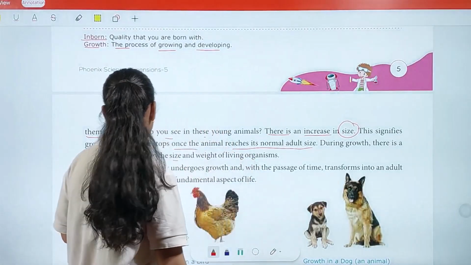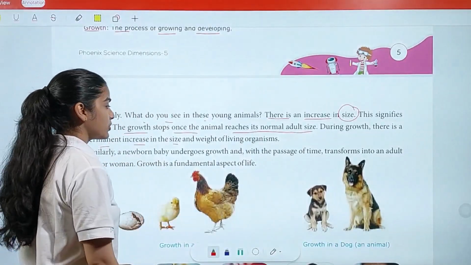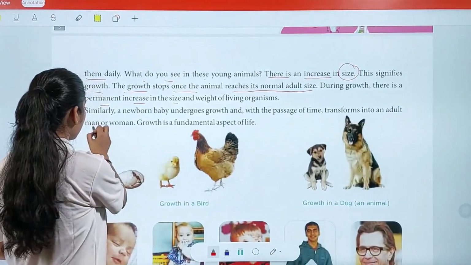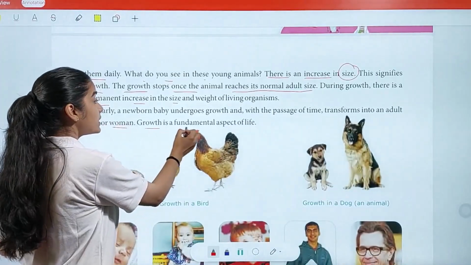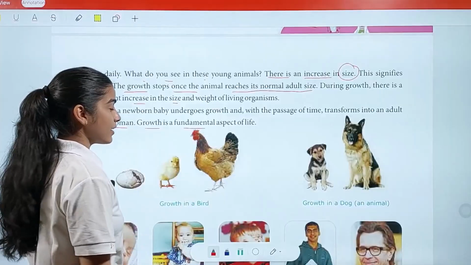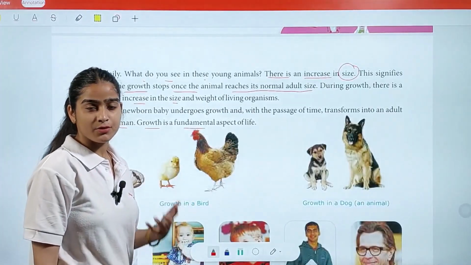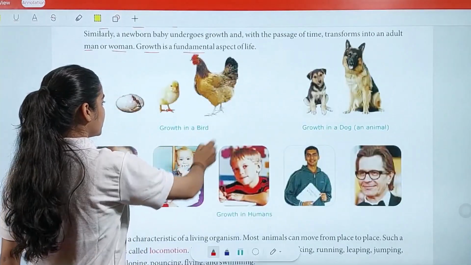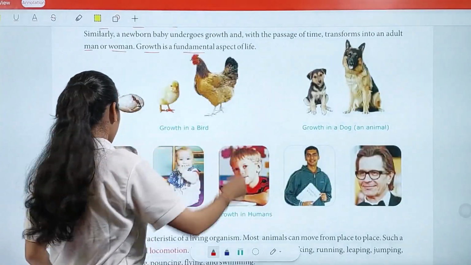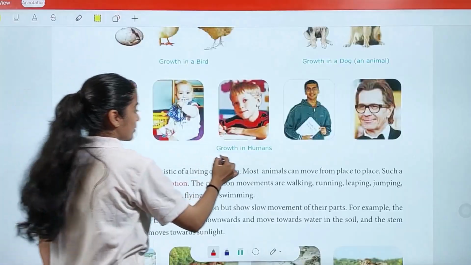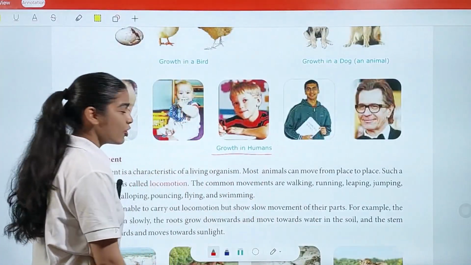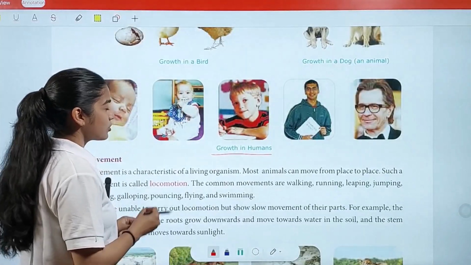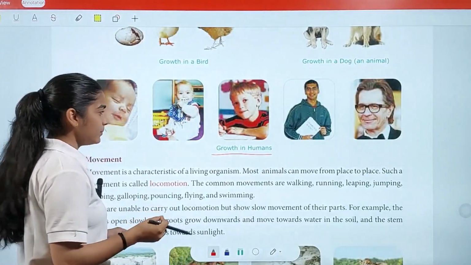Further, similarly, a newborn baby undergoes growth and with the passage of time transforms into an adult man or woman. Growth is a fundamental aspect of life. Fundamental means the basic thing which we have to do in our life. This is our growth. So this is growth in a bird, growth in a dog, and growth in humans. First of all, you are very small like this newborn baby.